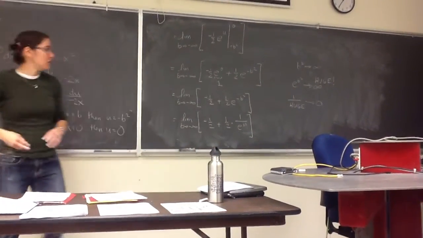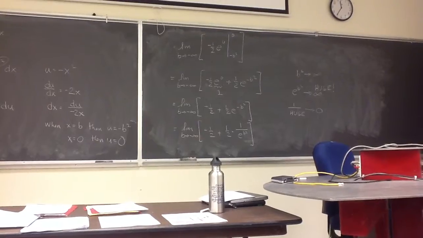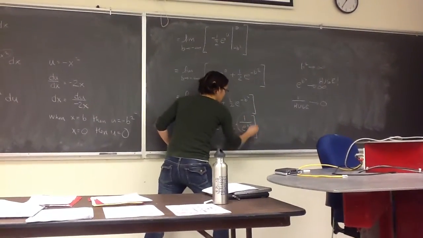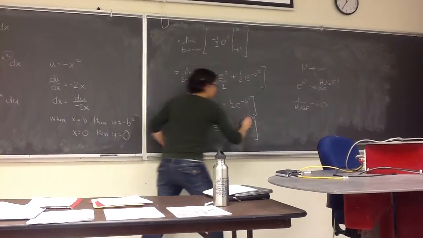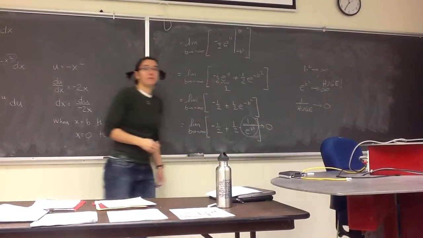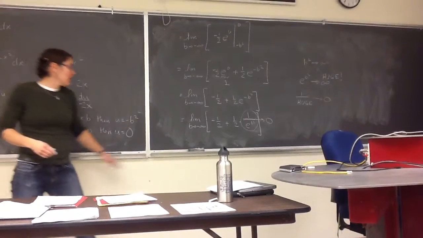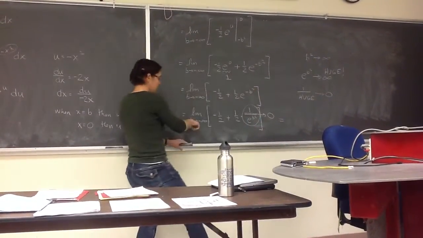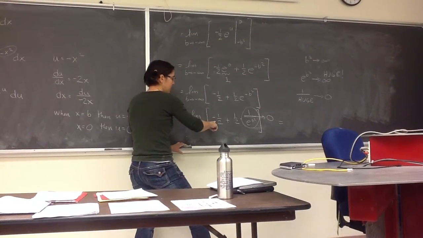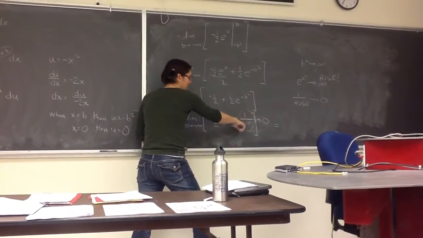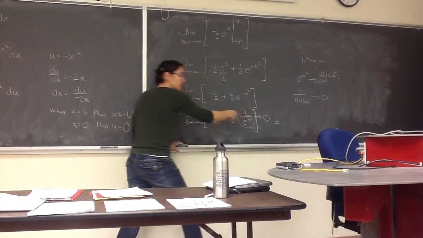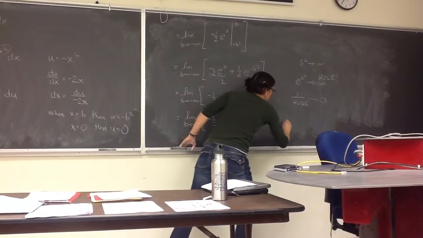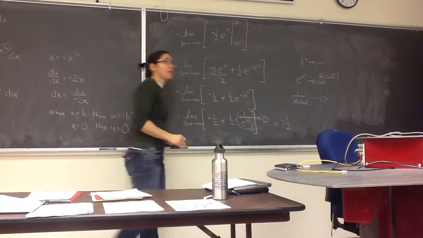If you have 1 pizza and you want to divide it among 1,000,000 people, your slice is not going to be very large. So what that tells us is that this 1 over e to the b squared term goes to 0. And so what we're left with is that our limit as b goes to negative infinity of negative 1/2 plus 1/2 times 1 over e to the b squared, the 1 over e to the b squared goes to 0. 0 times 1/2 is 0. And so we're left with just negative 1/2.